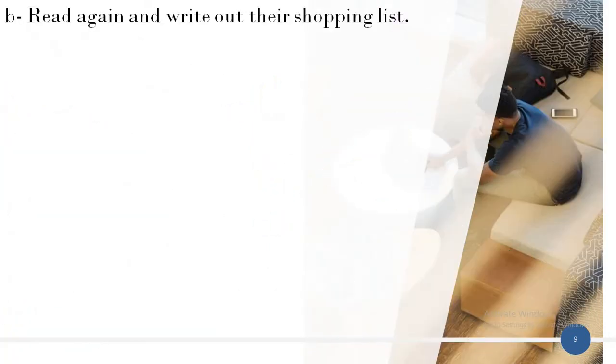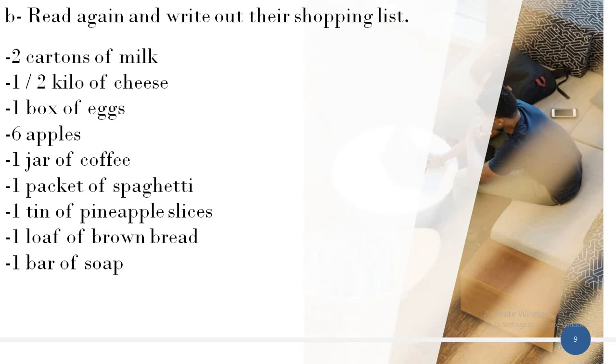And now let's move to B. Read again and write out their shopping list. Okay, let's write their shopping list. So, 2 cartons of milk, half kilo of cheese, 1 box of eggs, 6 apples, 1 jar of coffee, 1 packet of spaghetti, 1 tin of pineapple slices, 1 loaf of brown bread, and 1 jar of soap.